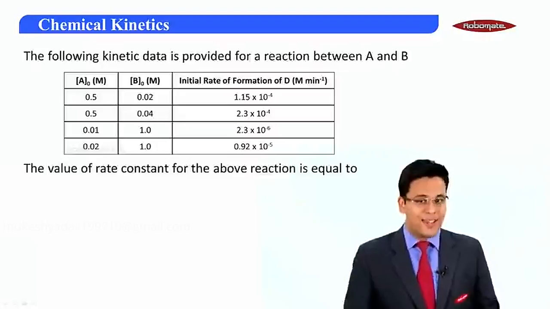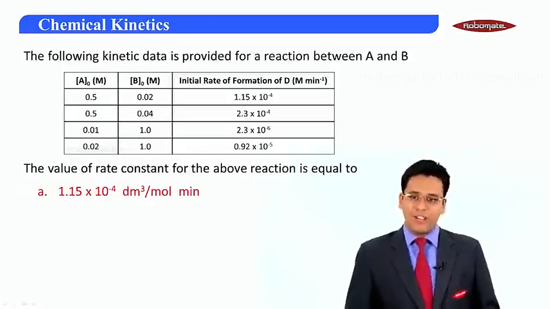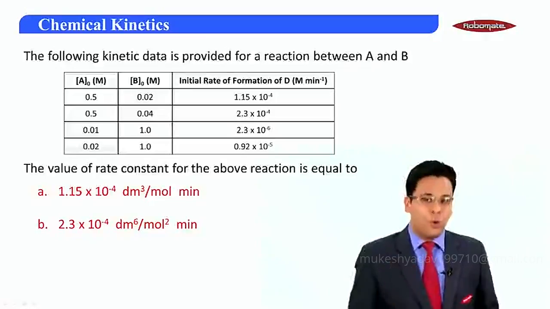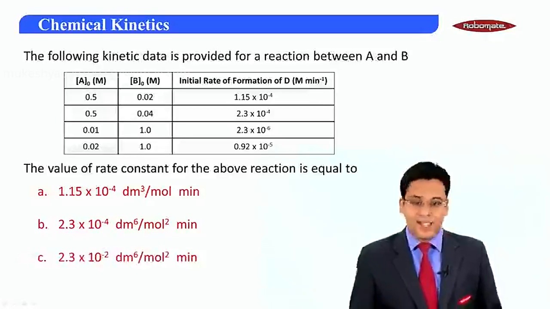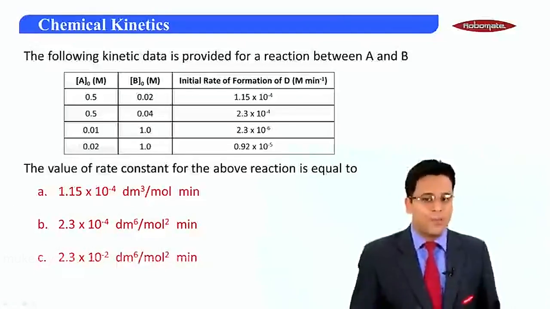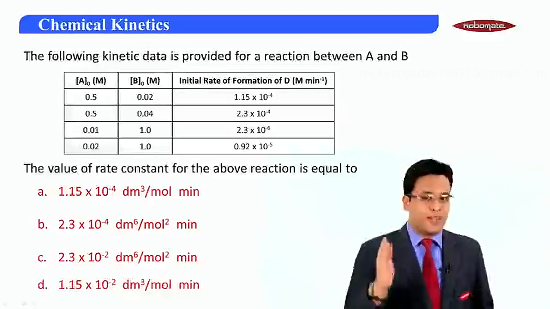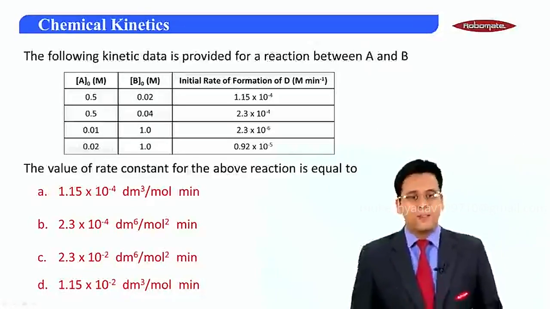Our options are: A, 1.15 into 10 raised to minus 4 dm cube per mole minute. B, 2.3 into 10 raised to minus 4 decimeter raised to 6 per mole square minute. C, 2.3 into 10 raised to minus 2 decimeter raised to 6 per mole square minute. And option D, 1.15 into 10 raised to minus 2 decimeter cube per mole minute. These are the four options that we have.